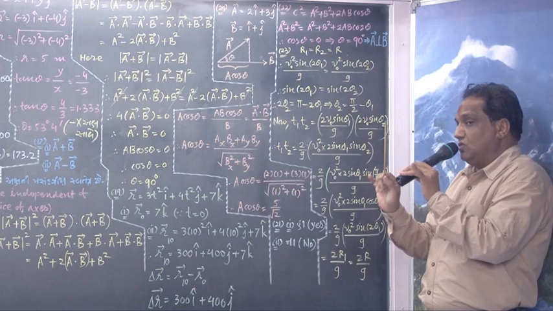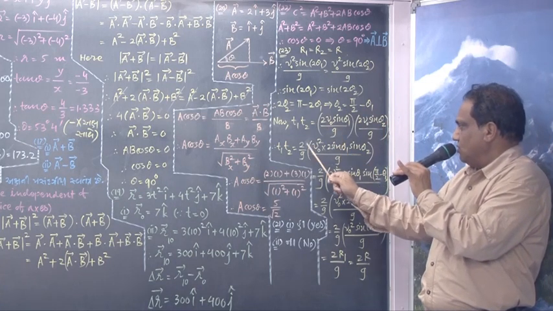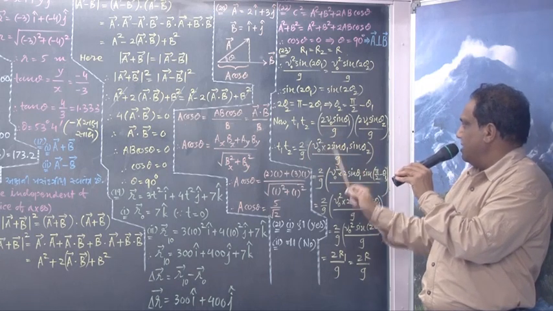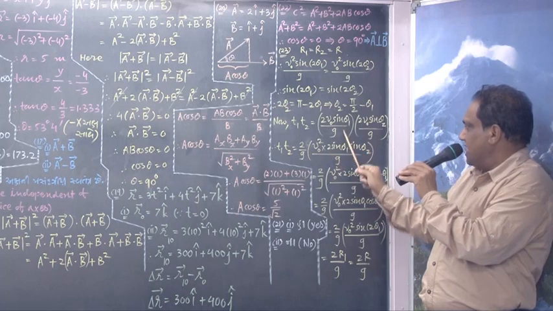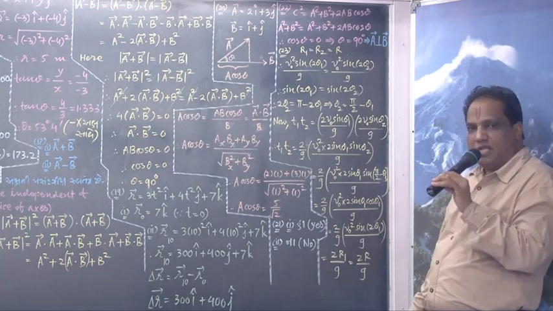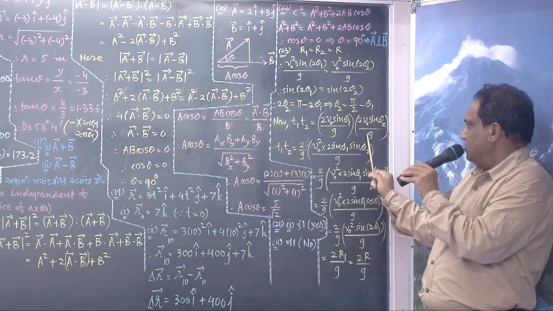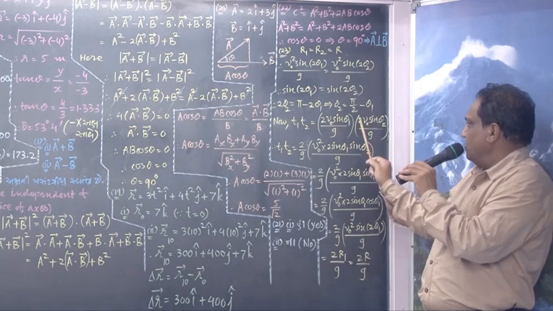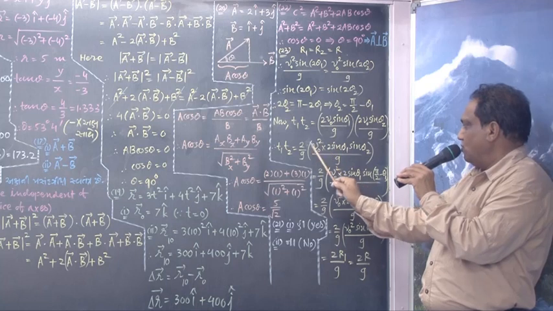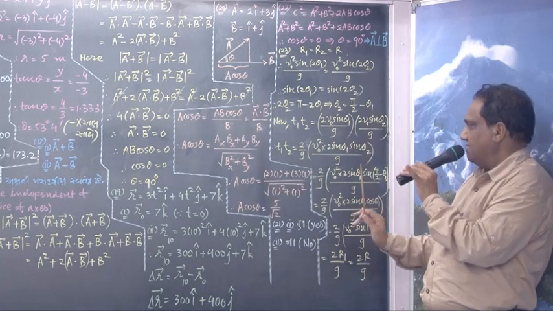Now just slowly try to understand each step. 2 upon G, 2 upon G. V0 into V0, V0 square. 2 sin theta 1 sin theta 2 G. Just check once again. G into G, G square. V0 into V0, V0 square. 2 into 2, 4. Sin theta 1 into sin theta 2. Okay, fine. Everything is same.